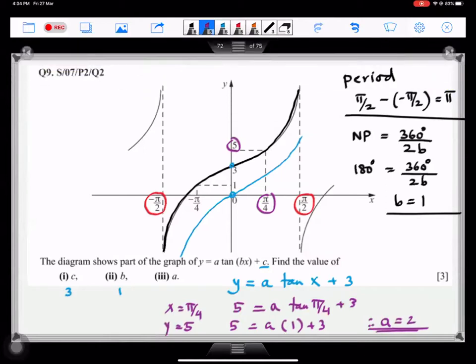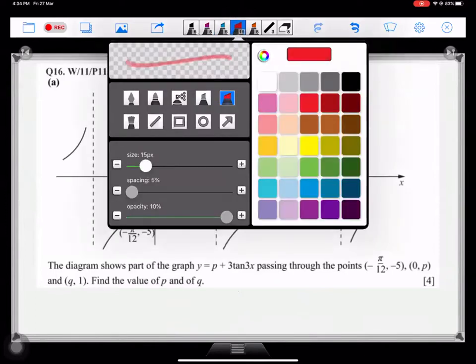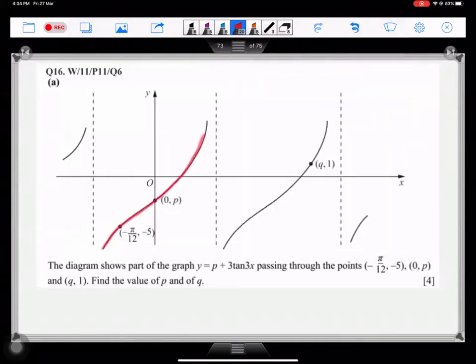So now one last question for today, that is this. The graph shows part of the graph y equals p plus 3 tan 3x, passing through the points such and such. Find the value of p and q. Now let me use a highlighter. This is one graph. Let me make it thicker. This is one cycle. This is the other cycle.